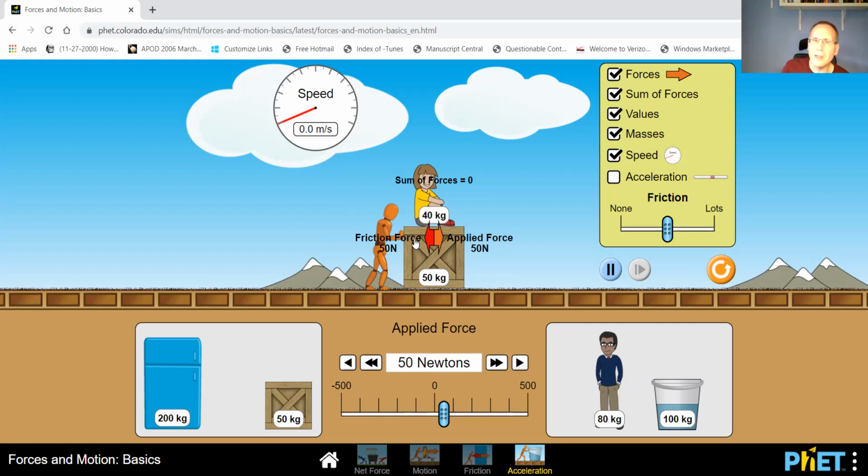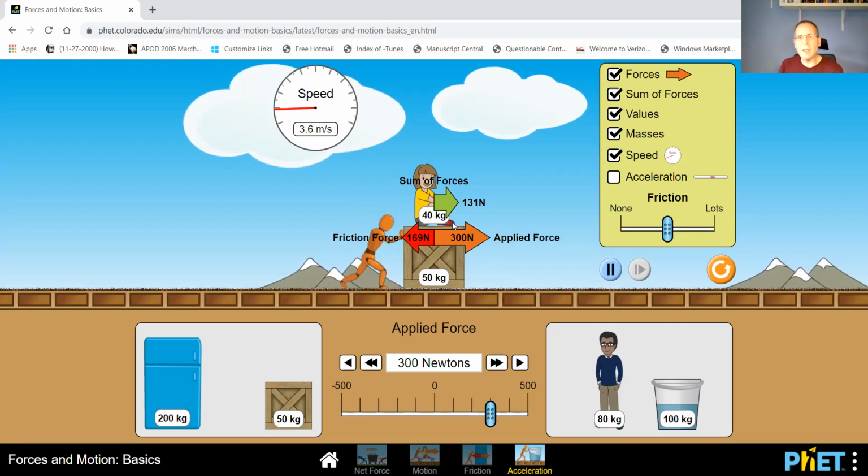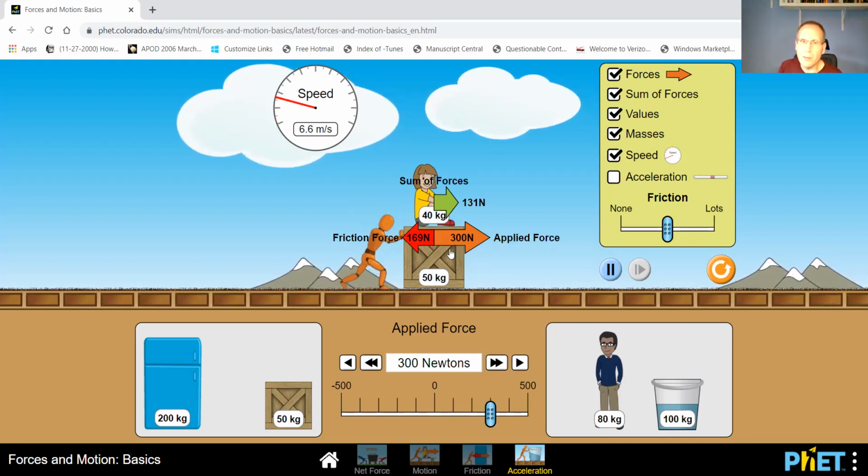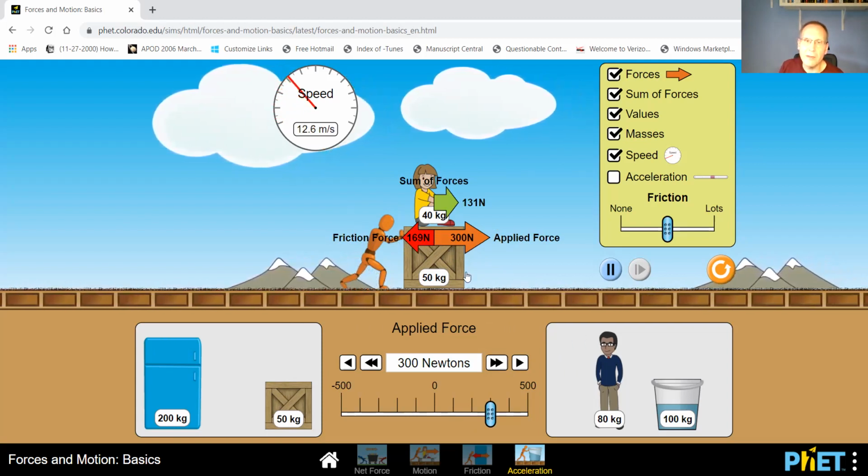And then we're going to have just an applied force to the right of 300 newtons and then some kinetic frictional force applied to the left. So let's do that. I'm going to bring this up to 300 newtons. Okay. So just based on this information, we know 300 newtons to the right, 169 newtons, that's their kinetic frictional force to the left.